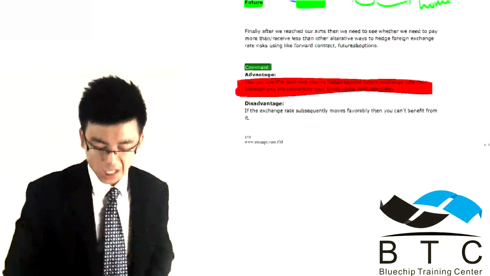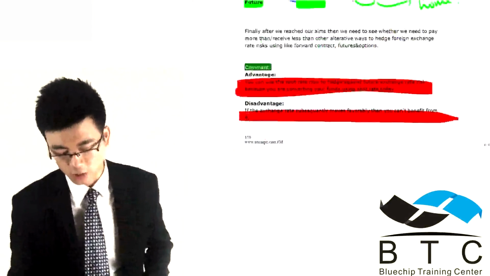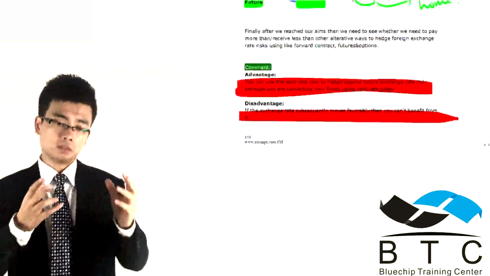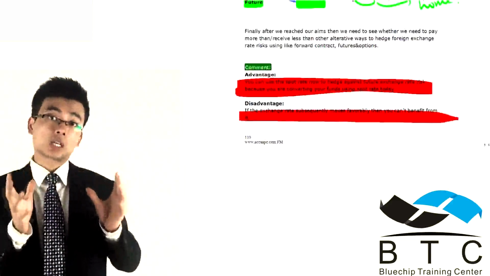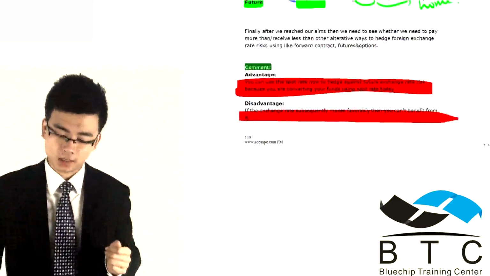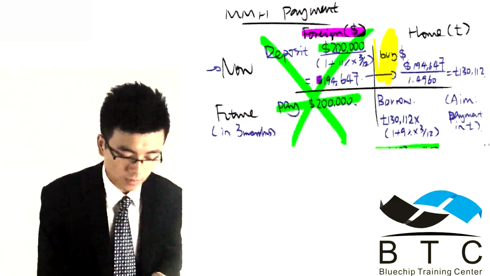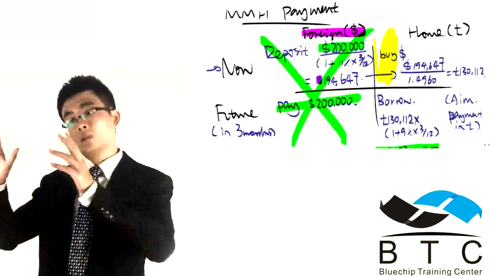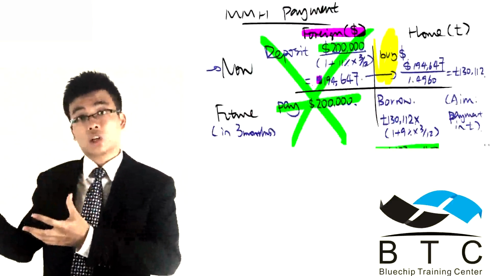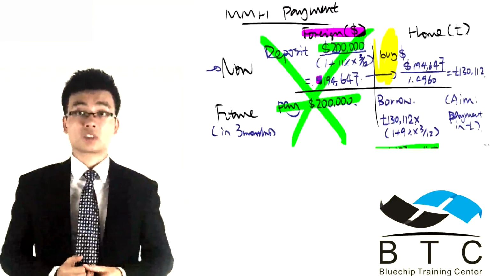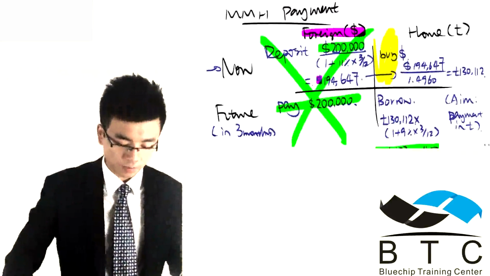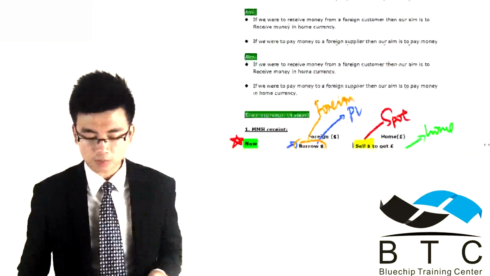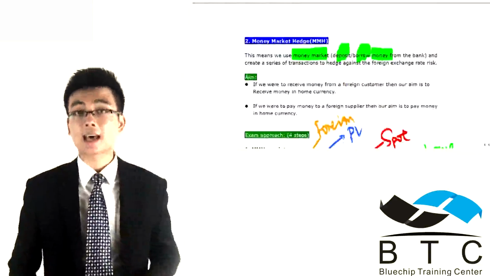The next comment is about the disadvantage. If the exchange rate subsequently moves in favour of the company, the company can benefit nothing from it, because it has converted its currency using the spot rate. Whatever the future foreign exchange rate does has nothing to do with the company anymore. So we finish off the MMH, money market hedge, payment and receipt.